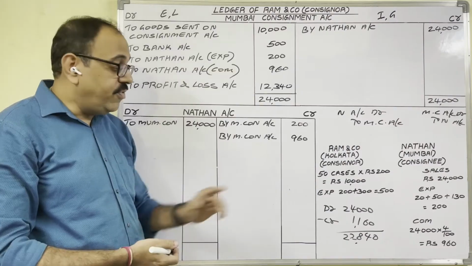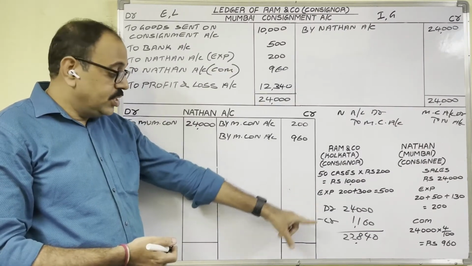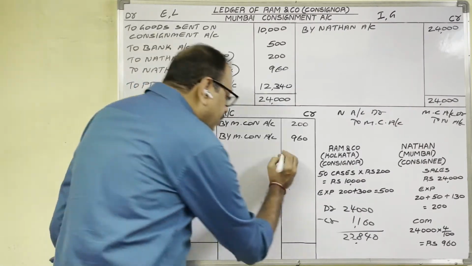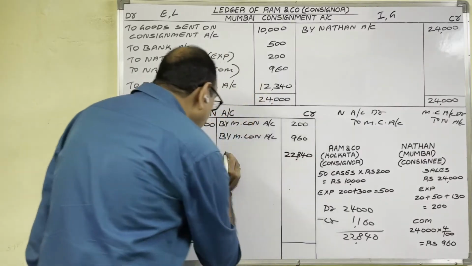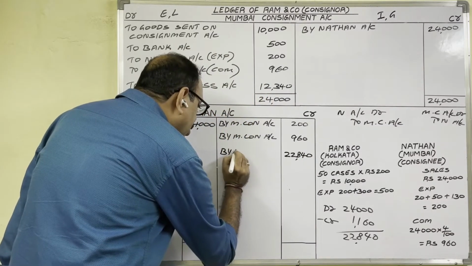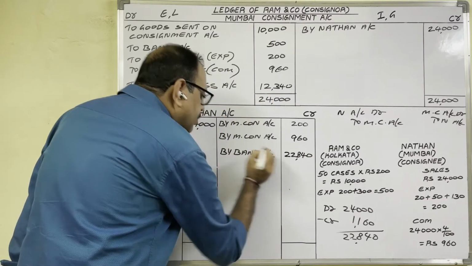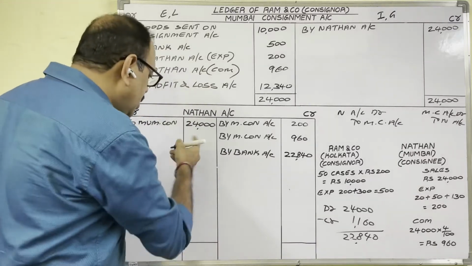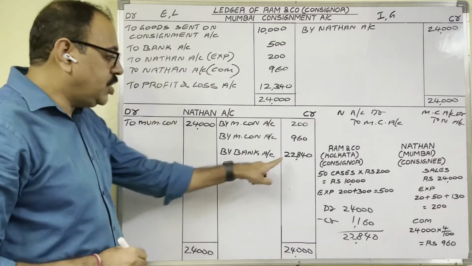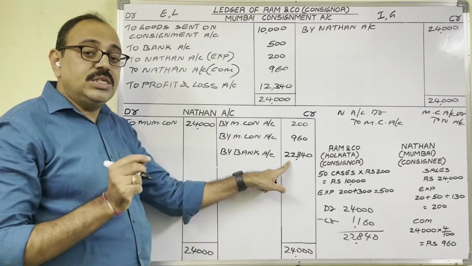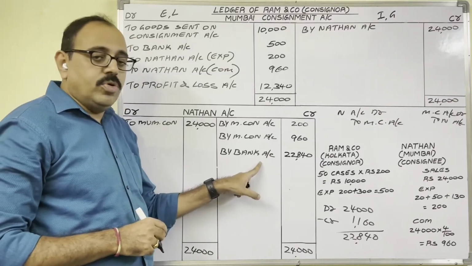Which side? Where the total is less, that side. So credit side, write down the difference amount. For that, write down by bank account. This is our answer. Two sides put the totals. So based on this answer, let us frame the journal entry for due amount.